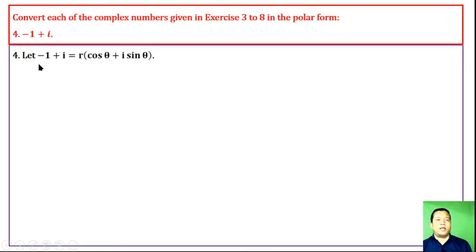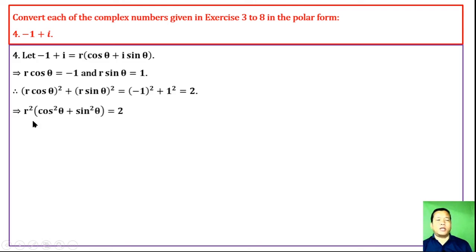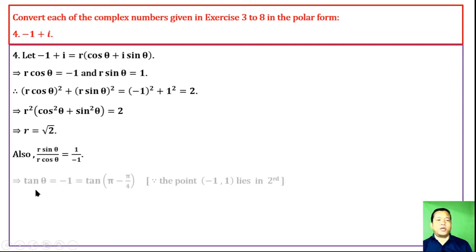4. Let minus 1 plus i equal to r times of cos theta plus i sin theta. Equating real and imaginary parts, we get r cos theta equal to minus 1, and r sin theta equal to 1. Squaring and adding, we get r square equal to 2, so r equal to root 2. Also, dividing r sin theta by r cos theta equal to 1 by minus 1, we get tan theta equal to minus 1.